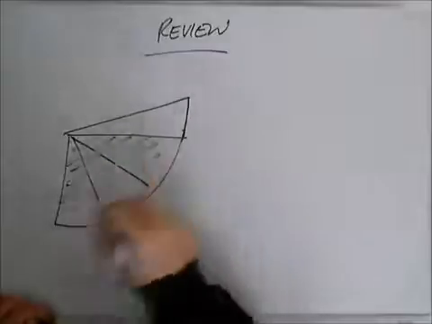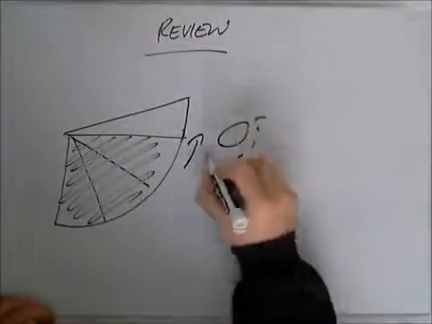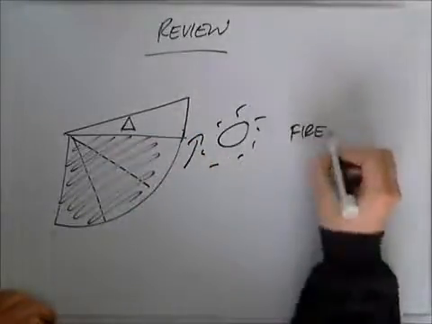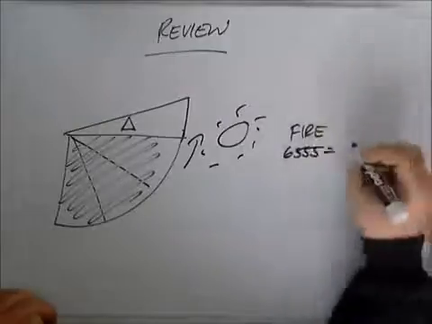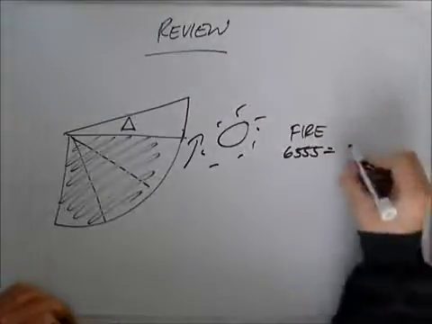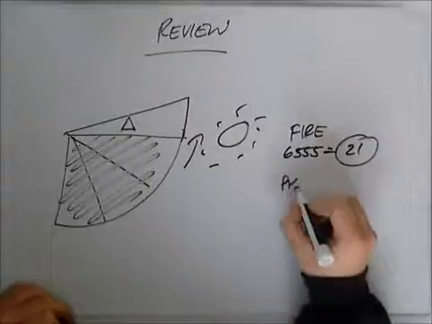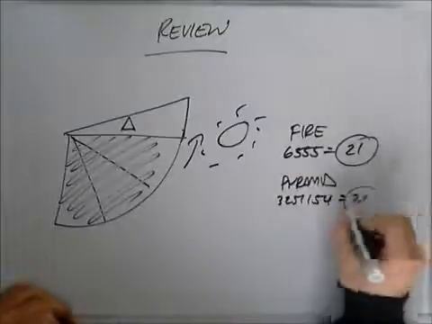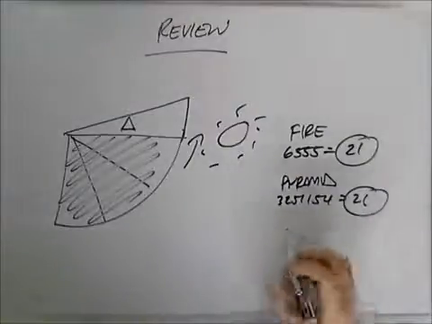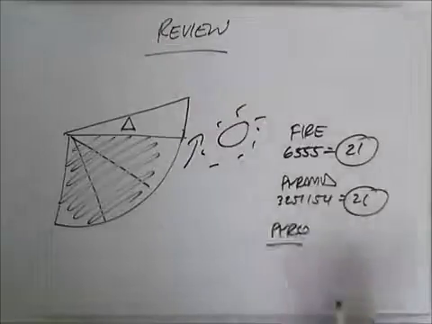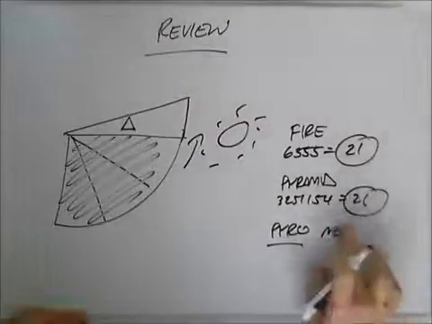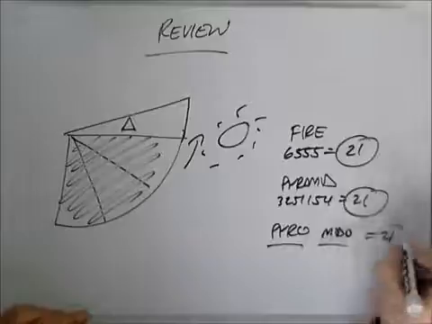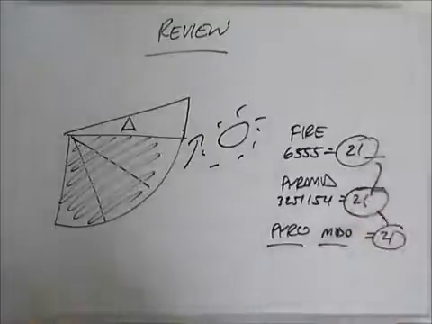Here's our waters of creation. The sun was born. And it was born in a fire sign. Fire equals 21. And this is also the birth of the pyramid. And this is 21 as well. And pyramid actually means pyro, which is fire, and then mitos, which I think means place of. So it's basically the idea of the place of the fire. And so this pyramid and this fire equals 21.